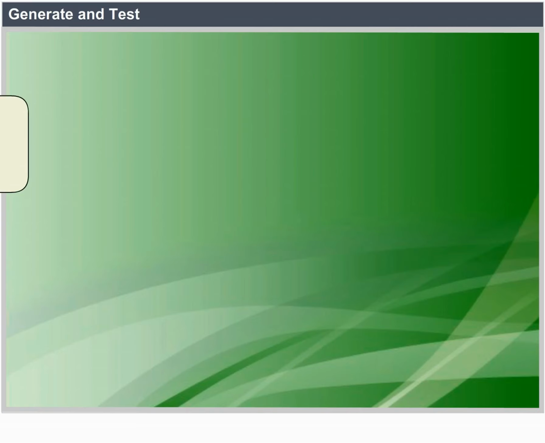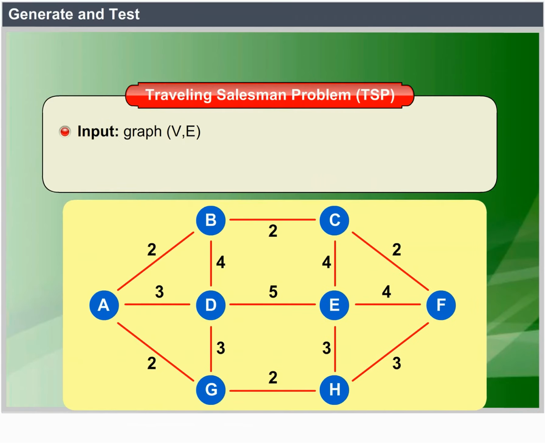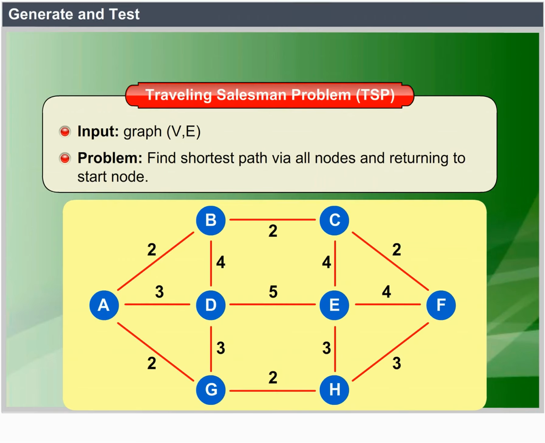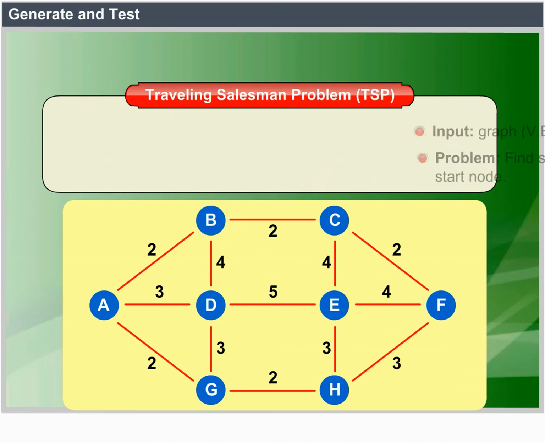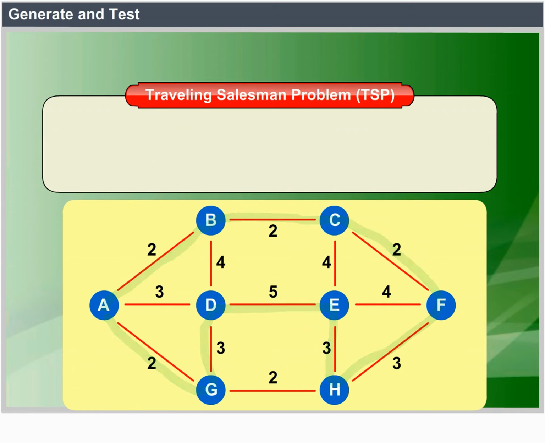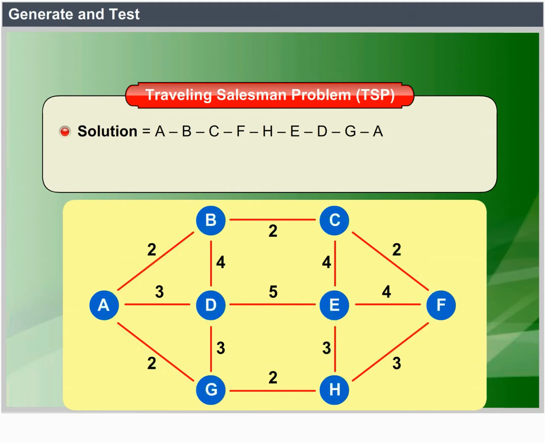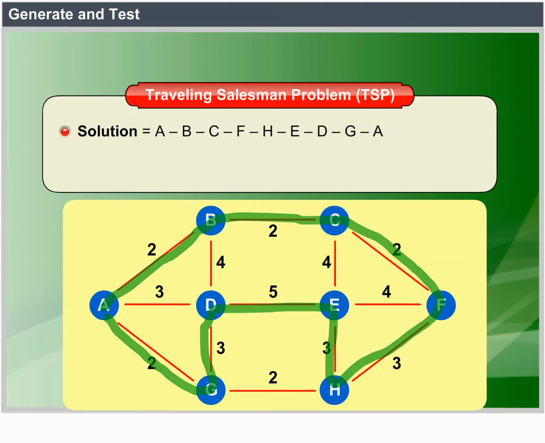Traveling salesman problem, TSP. Input: graph V, E. Problem: find the shortest path via all nodes and returning to the start node. Output: path P1, P2, up to Pn, Pn plus 1. Solution: A, B, C, F, H, E, D, G, A. Length 22.